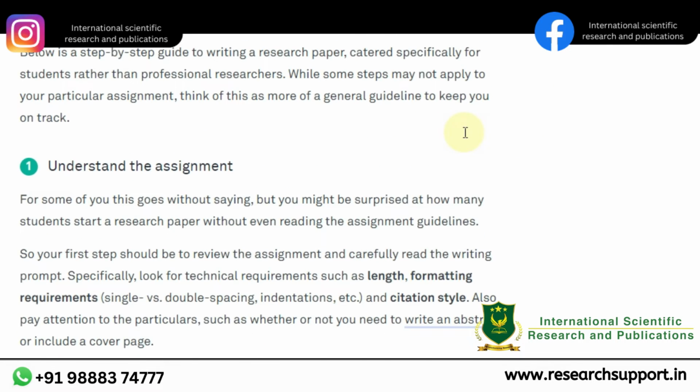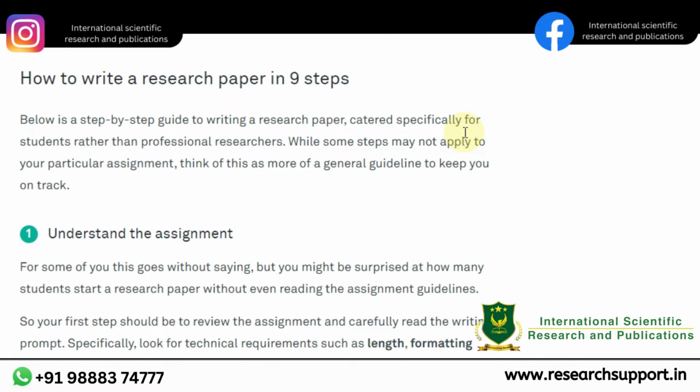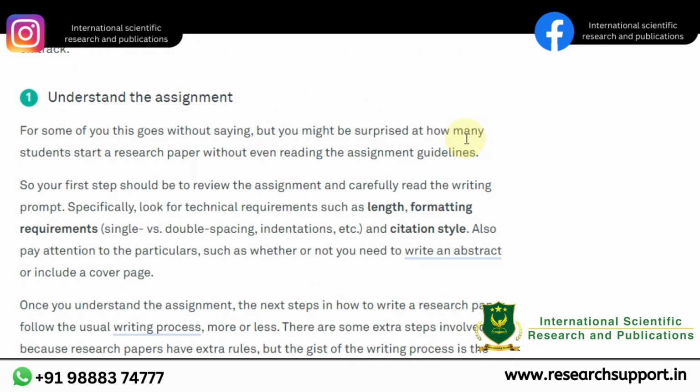And I am going to tell you 9 steps which will help you to write a perfect research paper. Here are the 9 steps. Let us discuss the first thing. Let us understand the assignment.